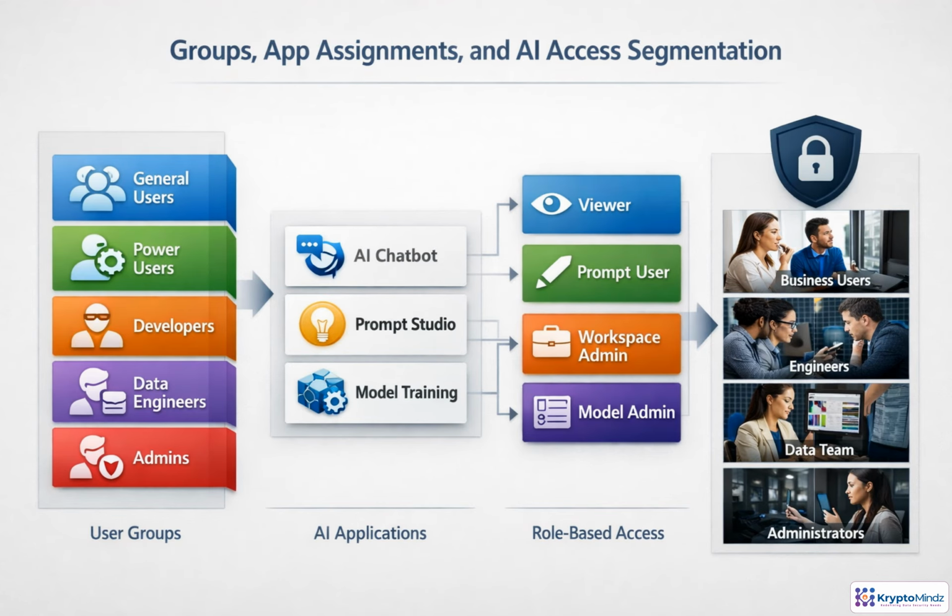Access to AI should flow through groups, not one-off user grants. Start by separating audiences: general users, power users, developers, data engineers, and admins. Then assign applications and capabilities based on what each group actually needs. A business user might only view or prompt. An engineer may need workspace access. Model administrators require tighter approval and more frequent review. This keeps onboarding scalable while preventing sensitive AI tools from becoming broadly available by default.